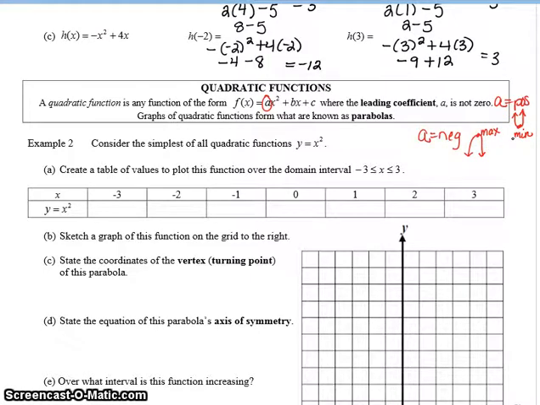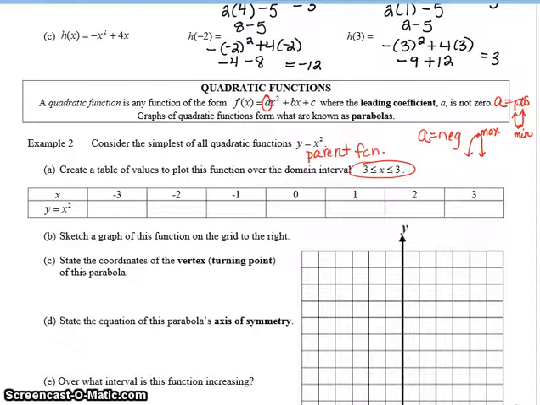Okay? Example 2, consider the simplest of all quadratic functions. This is actually the parent function, meaning nothing happened to it. We didn't shift it up, down, left, or right. And it says create a table of values over the domain. Now remember, it only wants from negative 3 to positive 3 for the x values. That's my restricted domain there.